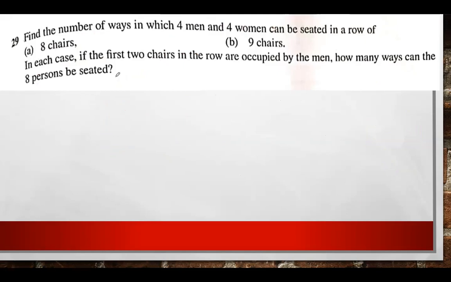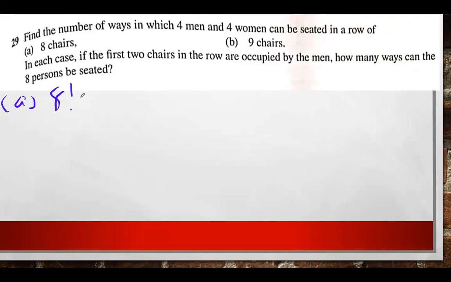So now I want you to try to do this first. No, you know what? I'm going to do A and B first. I want you to think about this later. So find the number of ways in which 4 men and 4 women can be seated in a row of 8 chairs. So you have 8 people and you have 8 chairs. So that's very simple. The answer for question A will be just 8 factorial, because kamu ada 8 kerusi dan 8 orang, kamu susun semua.